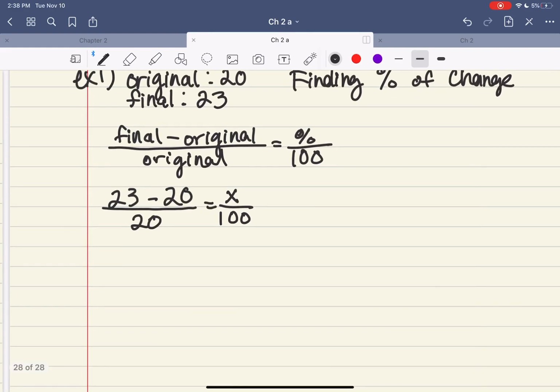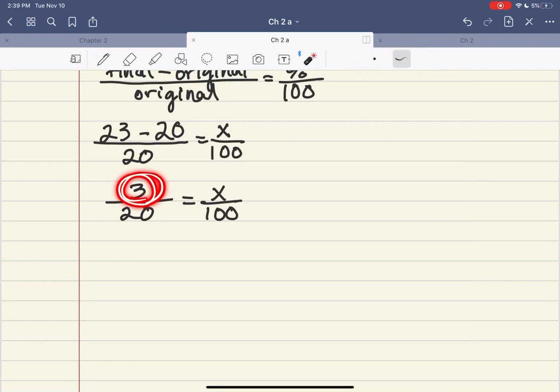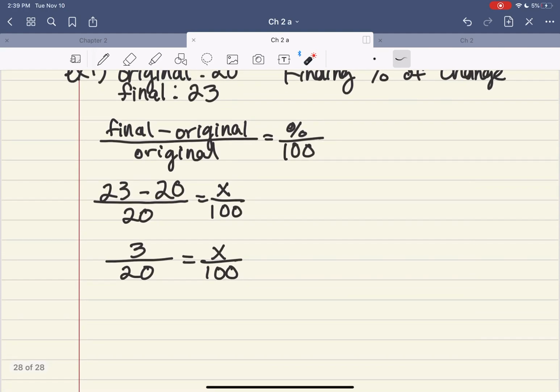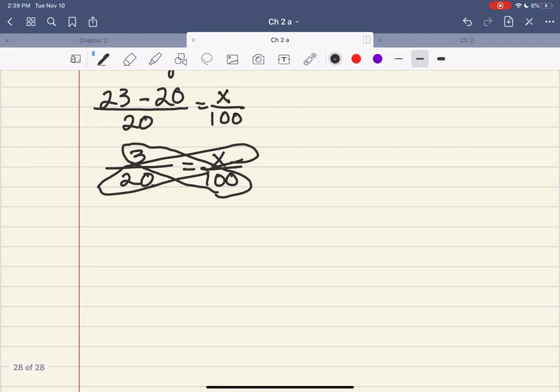All right, now I need to simplify this before I can do anything else. 23 minus 20, that is 3. So 3 over 20 is X over 100. And this makes sense, right? Because the difference, the change, was a change of 3. That's how much this thing changed. What we want to figure out is what percentage that would be, because it provides some perspective into how big of a difference something has actually undergone, basically.